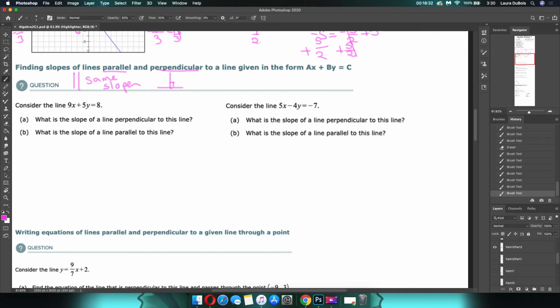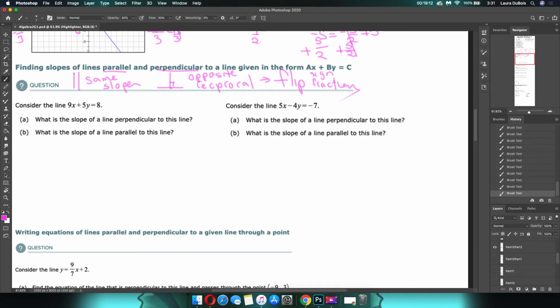Perpendicular, we're going to give it a fancy math word, and then we're going to explain what the fancy math word is. The fancy math word is opposite reciprocal. Please tell me I spelled that right. I can't spell to save my life. Basically, what this means is you're doing two things. You are going to flip your sign, and you are going to flip your fraction. And now we just wait for the computer to catch up.